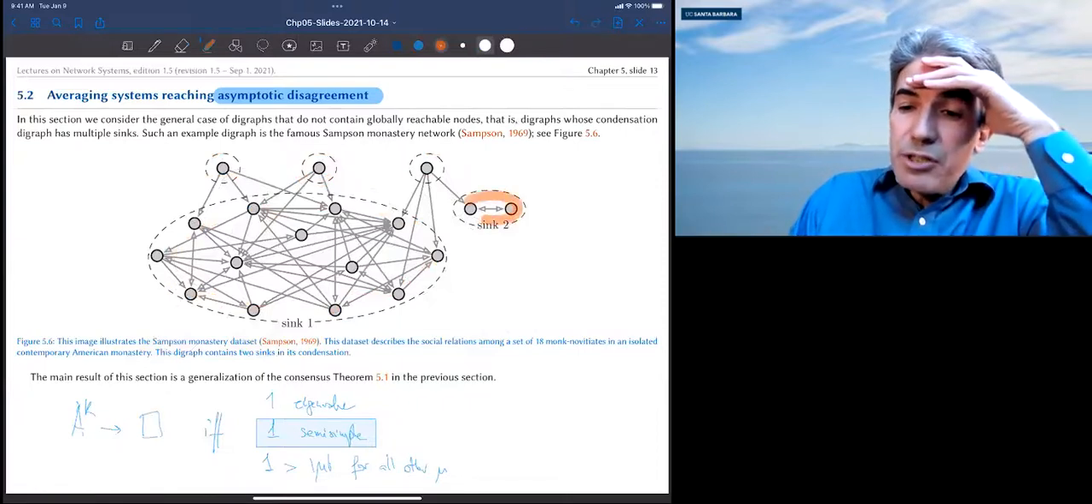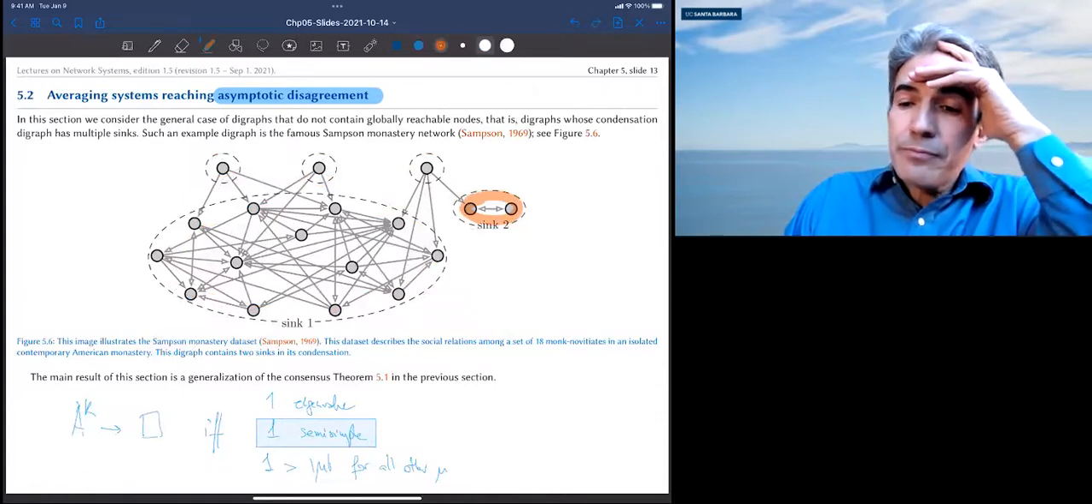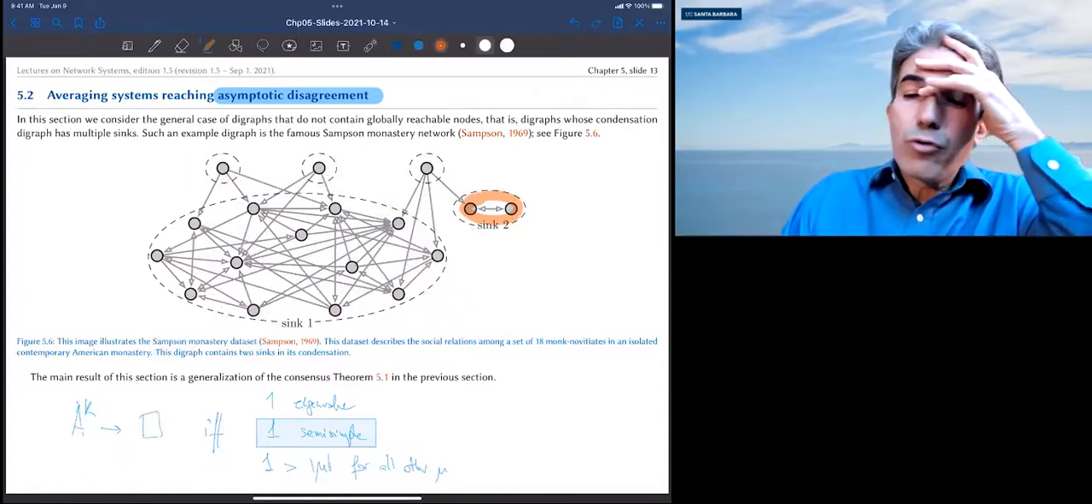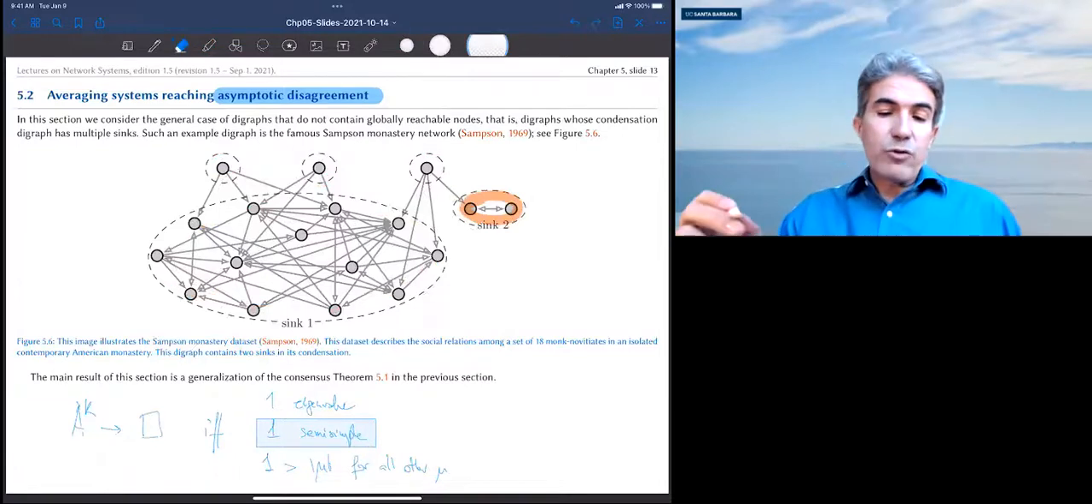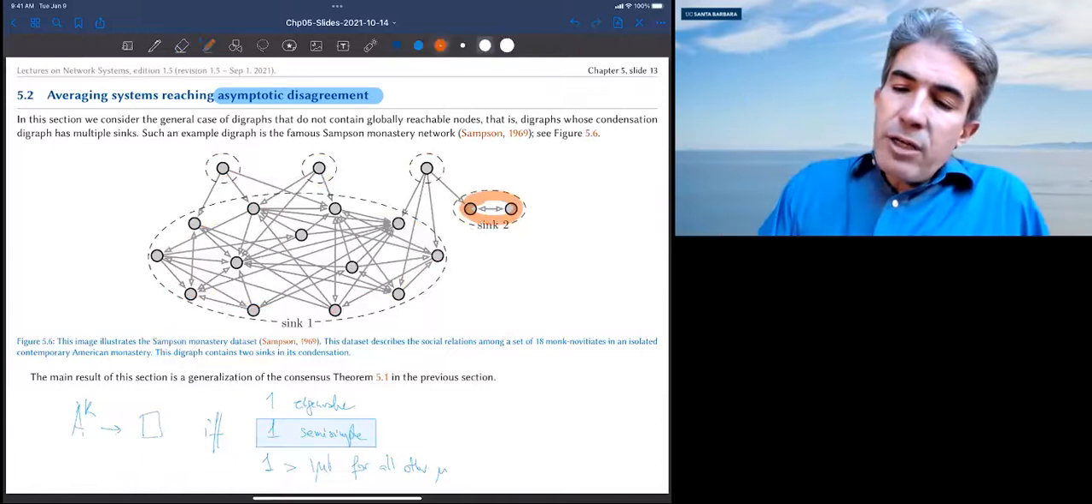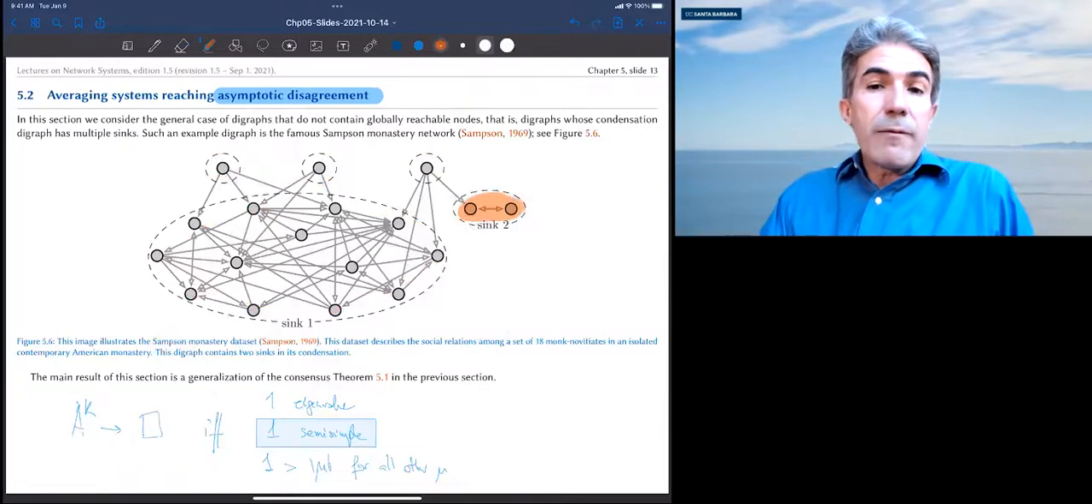Well, this group of 2 individuals is strongly connected, aperiodic. Well, actually, I forgot to draw the self-loops here. Otherwise, that is periodic and it wouldn't converge. But there are also self-loops, so it's aperiodic. And clearly, it's reaching consensus. These 2 guys don't talk to anybody else, and they reach their own consensus value.